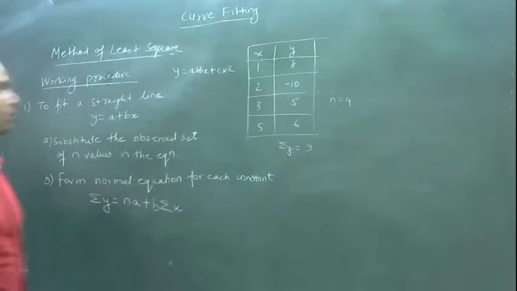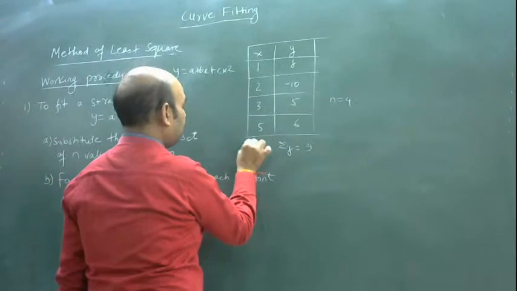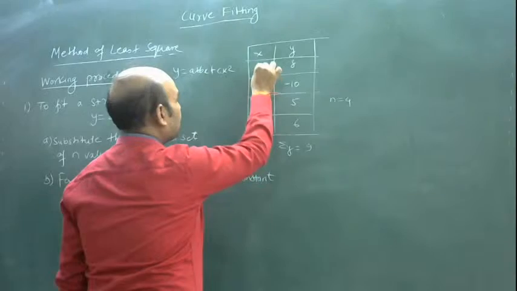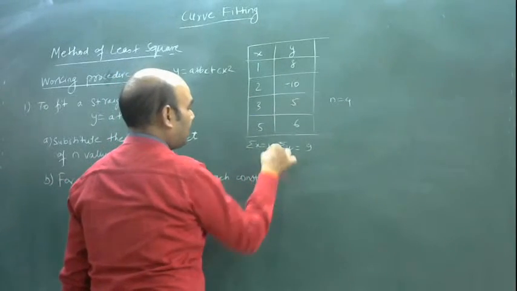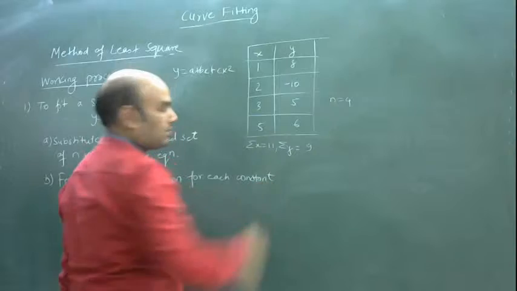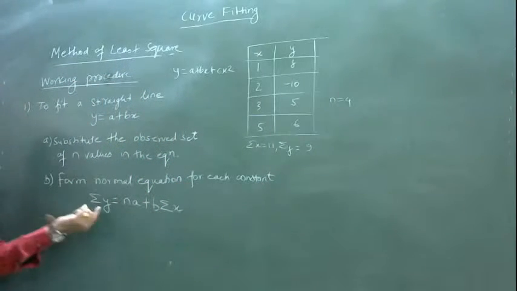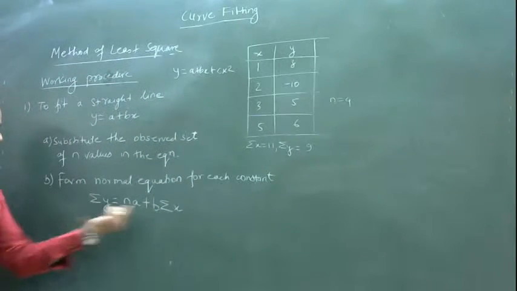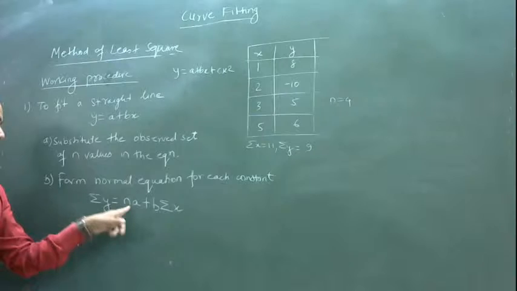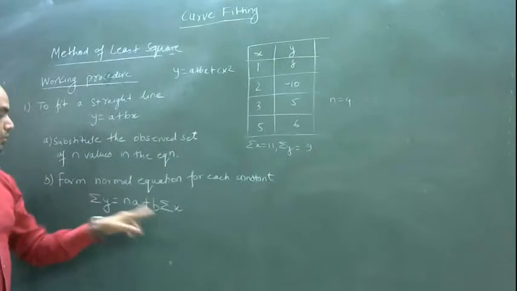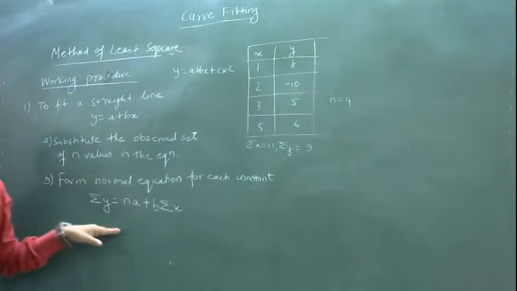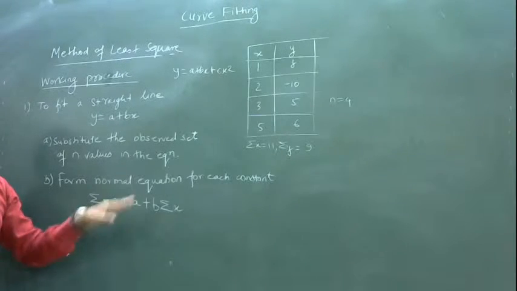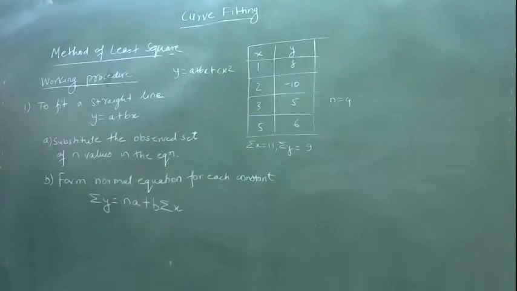Okay, so here we have to sum the values of x. So summation x: 1 plus 2, 3, 3 plus 3 is 6, 6 plus 5 is 11. So this is summation x, this is summation y. Okay, so we will substitute the value of summation y and summation x, and the value of n will be 4. So this way you will get a normal equation in terms of a and b, and we will form another equation in terms of a and b.